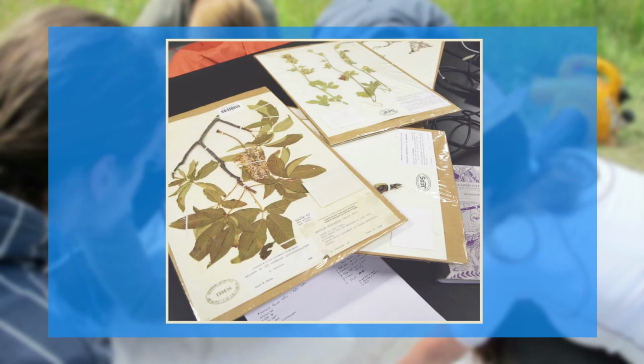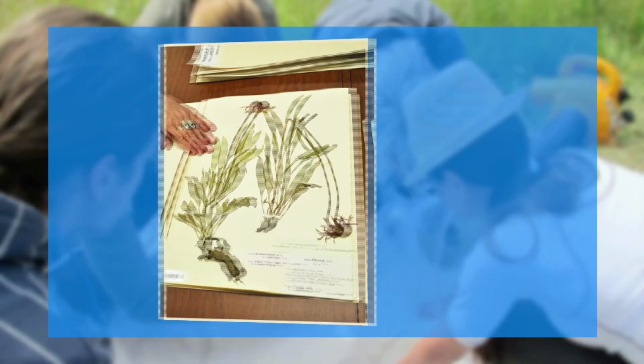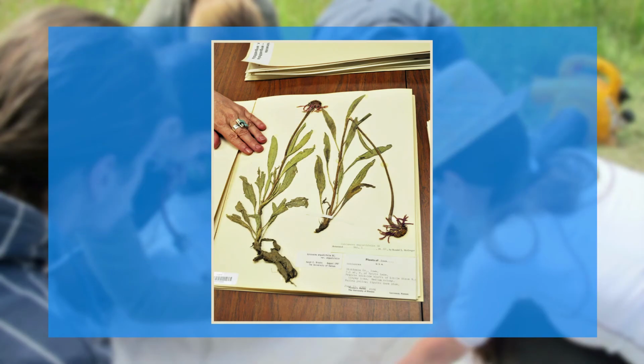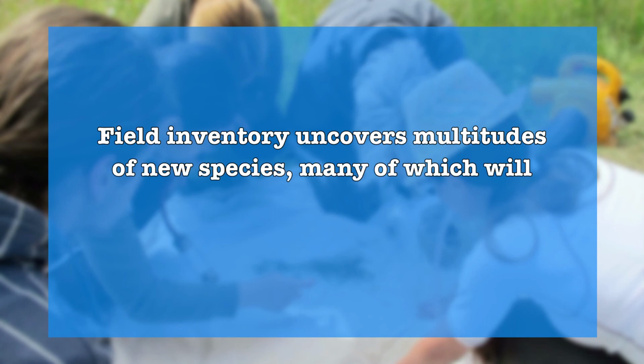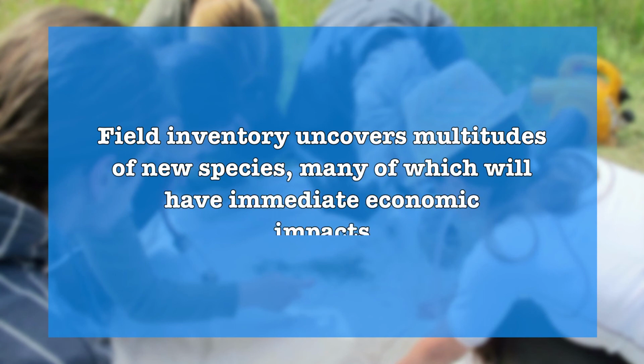Herbarium specimens along with floras and manuals aid in plant identification. Field inventory provides resource material for plant systematic studies. It serves as a reference collection for new taxa known as voucher specimens. It provides a reliable baseline for counting populations and determining endangered species. It uncovers multitudes of new species, many of which will have immediate economic impacts.